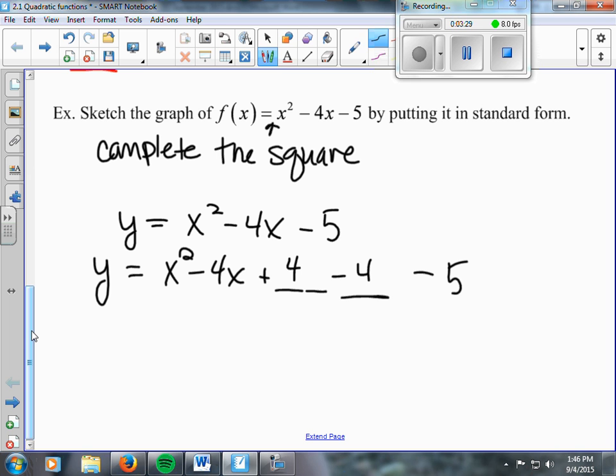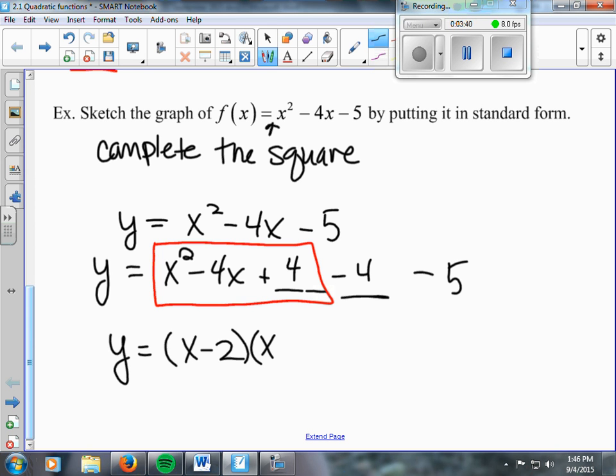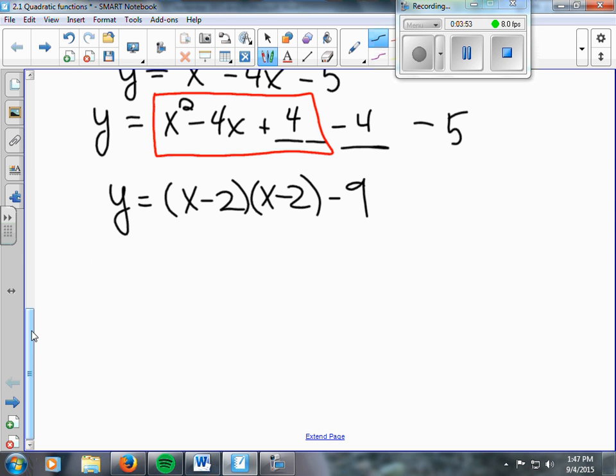Okay, so now I'm only going to focus on these first 3 terms. Completing the square is called completing the square because you get a perfect square. This will factor as x minus 2 times x minus 2, the same thing twice. Now I combine the minus 4 and the minus 5 at the back, which I'm not really paying attention to, into a minus 9. And so this is my standard form. I just write x minus 2 times x minus 2 as x minus 2 quantity squared.